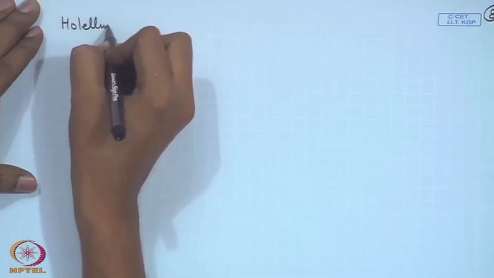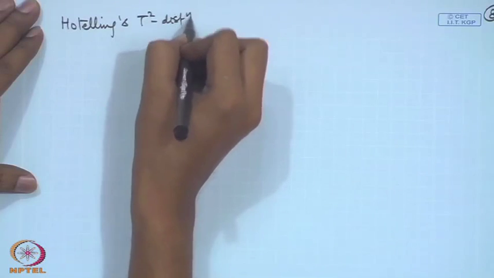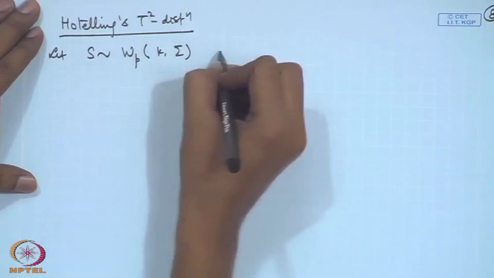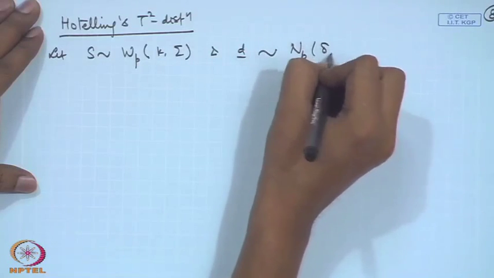Let us also consider the concept of the t distribution for the univariate case. The t distribution came when we were considering inference on the mean, but the variance is unknown. So, we divide by an estimate of sigma, that is S there, and that was said to have a t distribution. Now, a similar concept exists when we are considering inference on the mean vector of the multivariate normal distribution and the variance covariance matrix is not known. So, as a generalization of the t distribution, we are considering Hotelling's T square distribution. So, let us consider S following Wishart(p, k, sigma) and D following N_p(delta, C inverse sigma).